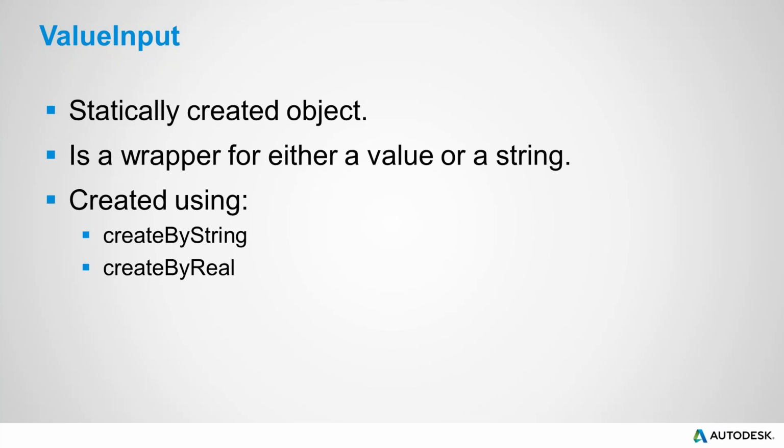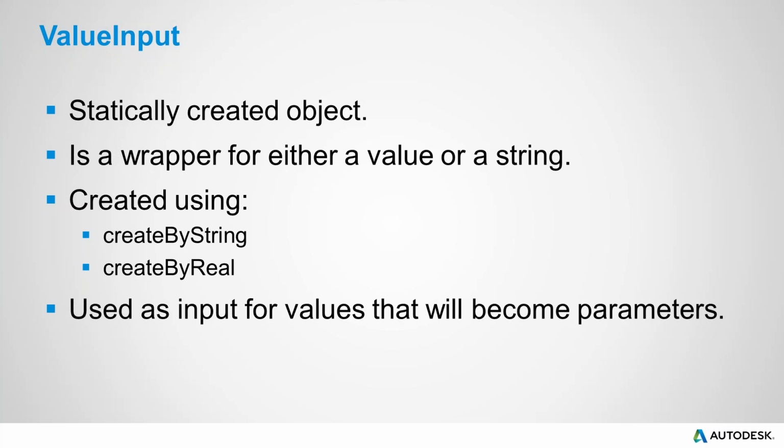So the way you do these is there are two static methods on the value input object: create by string or create by real. In both cases, it creates a value input object, but in one case the data inside is going to be a string. In the other case, it's going to be a floating point number. And where these are used is when you're creating something that's going to result in the creation of a parameter.